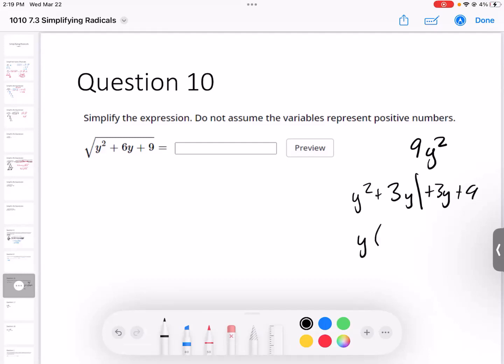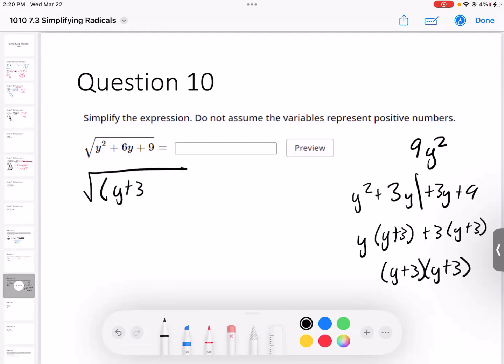The first group has a y in common, which leaves y plus 3. The second group has a 3 in common, which leaves y plus 3. When you pull out the common y plus 3, you get y plus 3 times y plus 3. So essentially, this is the square root of y plus 3 squared, because when we got the polynomial into factored form, you had y plus 3 times y plus 3, which is y plus 3 squared. But if you square root something that's squared, that's going to equal just the thing that you are squaring. So it's going to equal y plus 3.